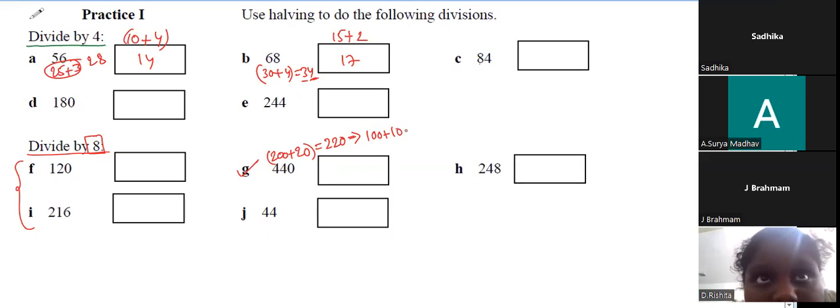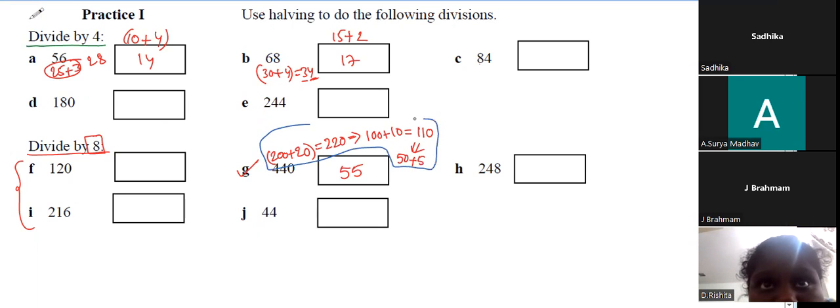100 plus 10, 110. Again, 100 half is 50, and 10 half is 5. 50 plus 5, 55. So actually, for your purpose only, I'm writing all these things. But all these things you have to do mentally in the mind only. You should not write anything.